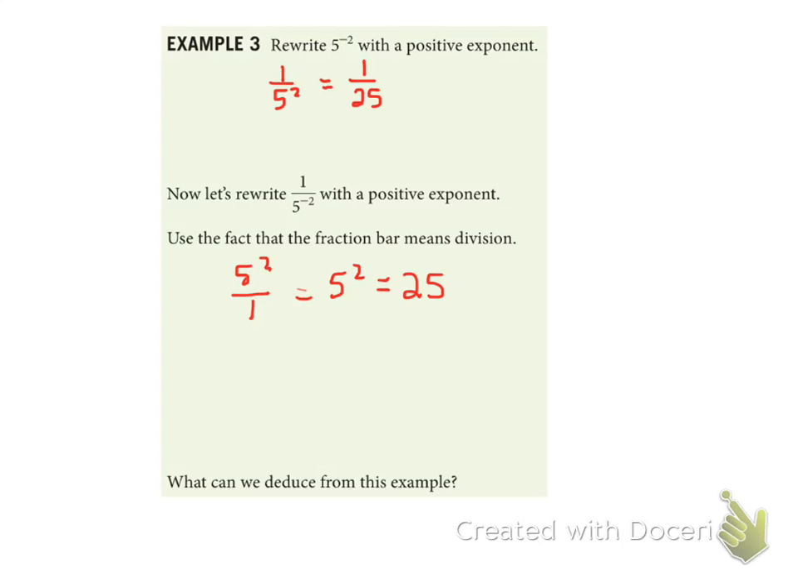So what can we deduce from the example? Basically what I just said. Negative exponent in numerator, move to denominator. And vice versa.